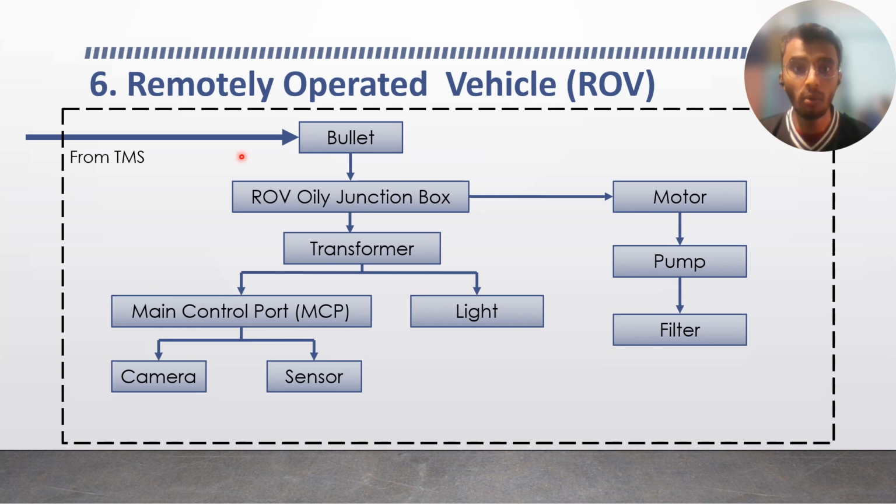From the bullet, the power will be passed to the ROV junction box. From the junction box, it will be distributed to the transformer and motor. Then the transformer will power up the MCP and light. Then the MCP will power up the camera and sensor, etc. Also, the power supply to the motor from the ROV junction box will power up the pump and filter to pump in hydraulic oil in the ROV system.